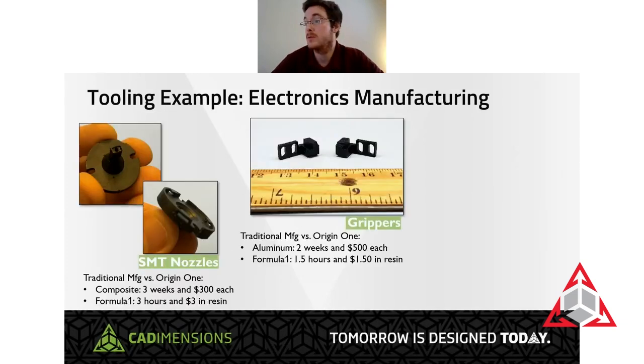You also have grippers. Traditional manufacturing would be out of aluminum, take a couple weeks. They'd be $500 a piece. With resin printing, it's an hour and a half and $1.50 each. So much, much cheaper and much, much faster.